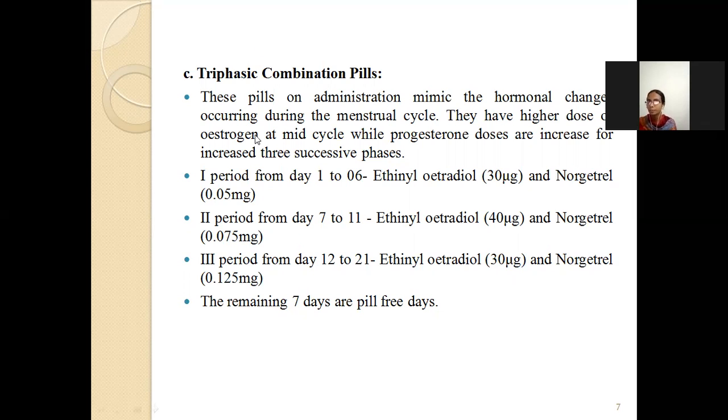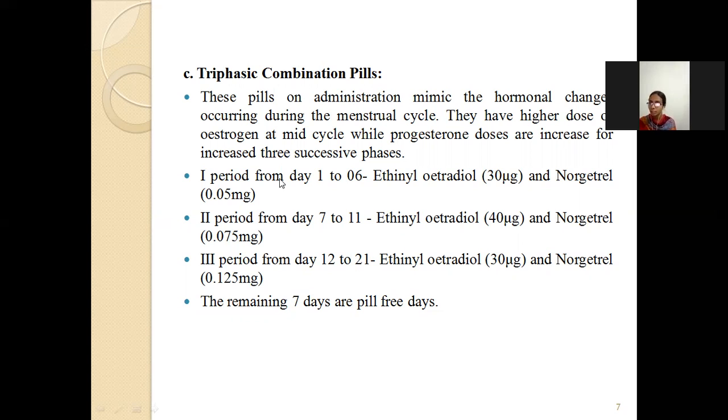See here, the pills on administration, the hormonal changes occurring during the menstrual cycle. They have high dose estrogen at mid-cycle. So mid-cycle is nothing but period 2. And the progesterone doses increase in all the phases. See here, period 1 is from 1 to 6 days, period 2 from 7 to 11 days, and period 3 is 12 to 21 days.